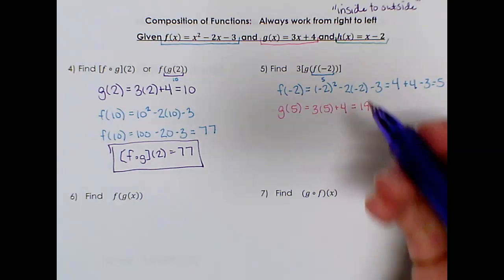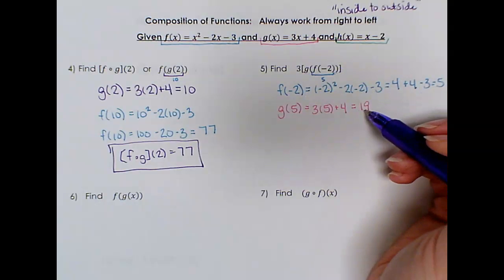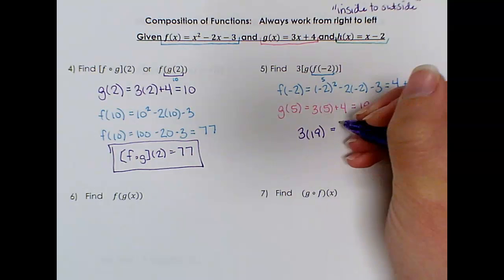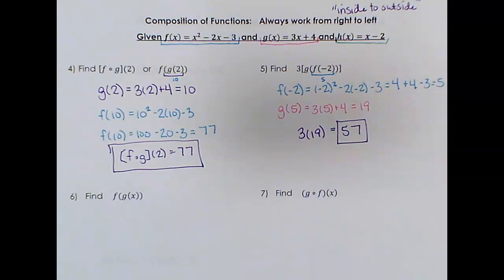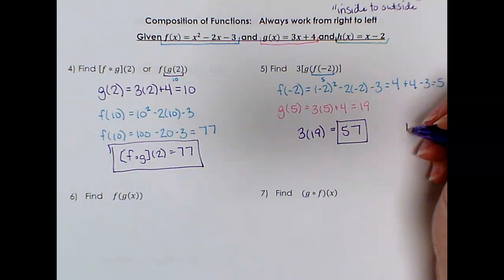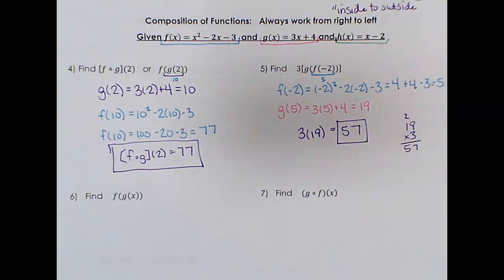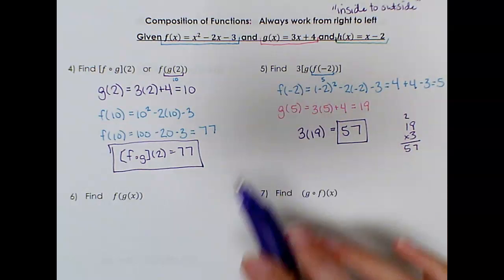And now in the end, I want 3 times everything, which was 19. And 3 times 19 is 57. And no, I don't know the math that quickly. I just have the answers in front of me. So 19 times 3, if you wanted to do it in the calculator or off to the side, you would get 57. So remember to work from the right side to the left side or inside to outside.